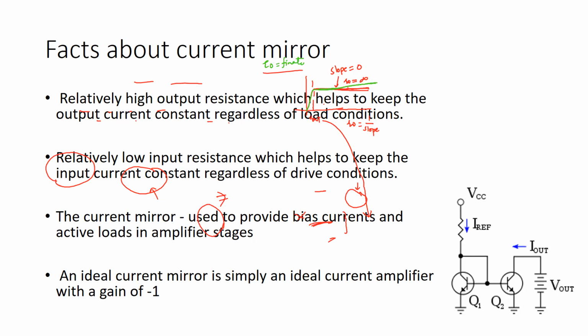Now at the input side, when you look at the input side of the transistor, there you have Rin very low, relatively low input resistance, which helps to keep the input current constant regardless of the drive conditions. So your I reference will always have a constant value regardless of your drive conditions.